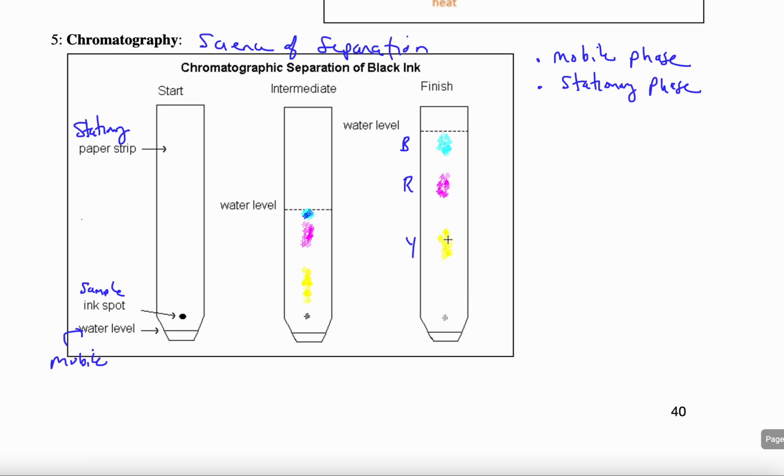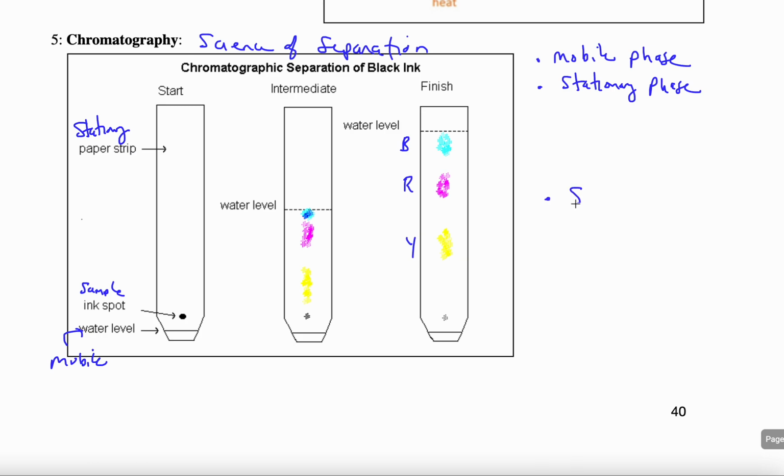And you notice that the different colored molecules, the pigments that were used to make this ink spot here, they traveled different distances away from their origin. The blue traveled the farthest and went the most with the water, where the yellow traveled the least with the water. So chromatography takes in two major ideas.